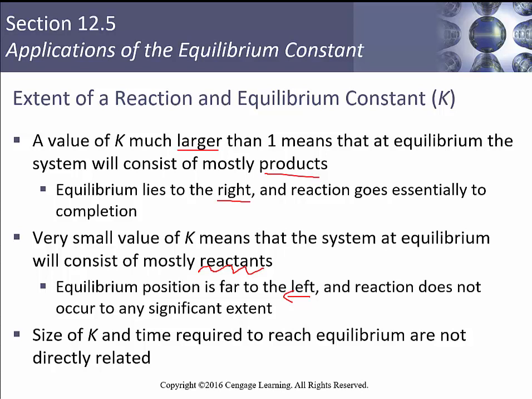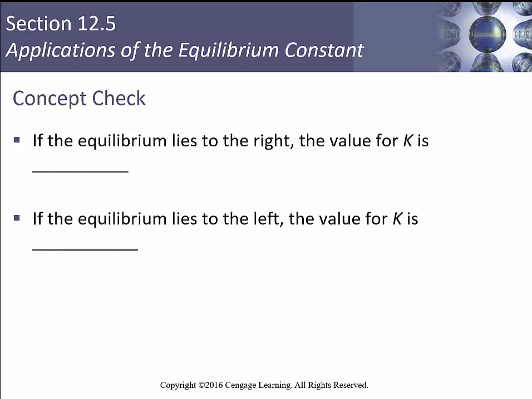We're going to do a lot of stuff with solubility and with acid-base chemistry that is going to tie into some things that have very, very small equilibrium constants, but they're still really important. The size of K and the time required to reach equilibrium are not related. Just because you've got a big K doesn't mean it's happening fast. Well, let's do a concept check. If the equilibrium lies to the right, the value for K is large, or bigger than 1. If the equilibrium lies to the left, the value of K is small, or less than 1.